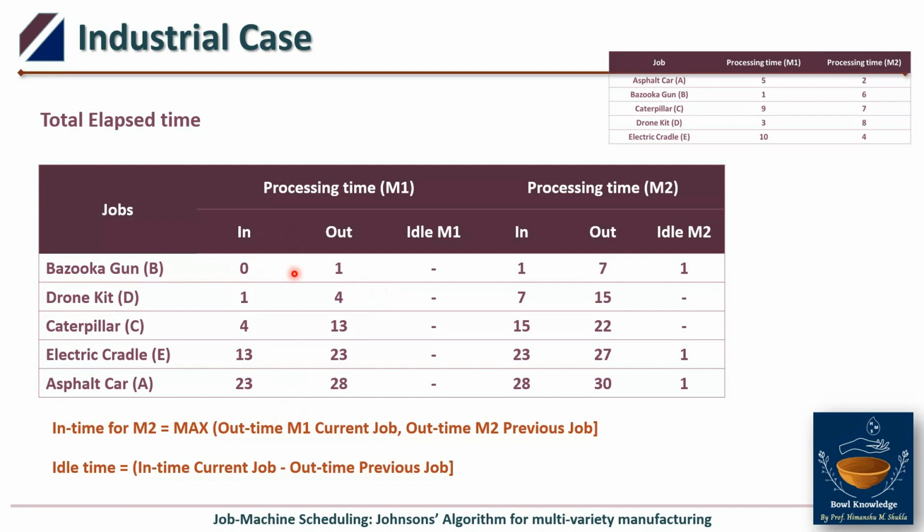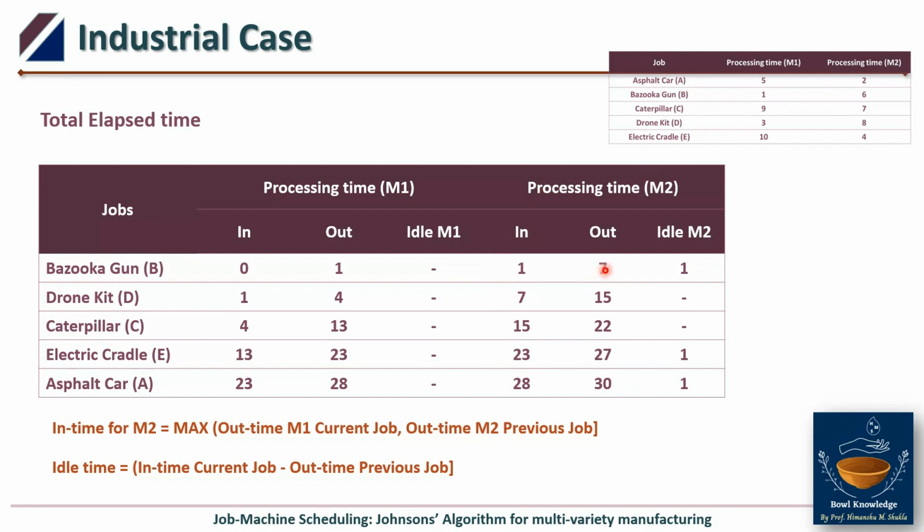But for machine 2 there is a criteria. What criteria is there? So first of all, what is the in time for machine 2? Out time of current job or out time of previous job. So for the first job there is no previous job, so it will be the out time of M1 of current job. What is the out time of M1 of current job? It is 1. So in time will be 1. Now what is the processing time of machine 2 of product B? It is 6. So 1 plus 6, 7.